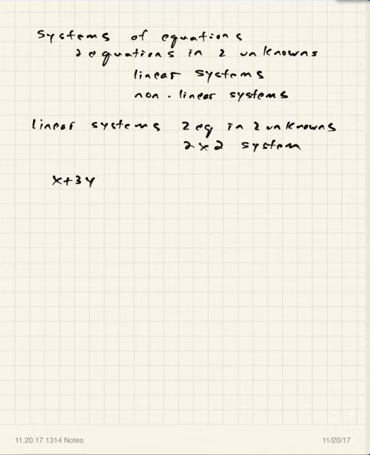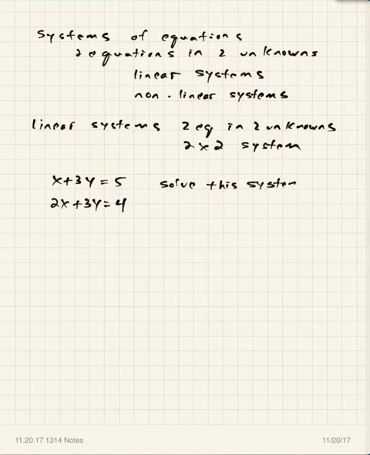So let's look at this system. We have x plus 3y equals 5 and 2x plus 3y equals 4. We're going to solve this system using a method called substitution.